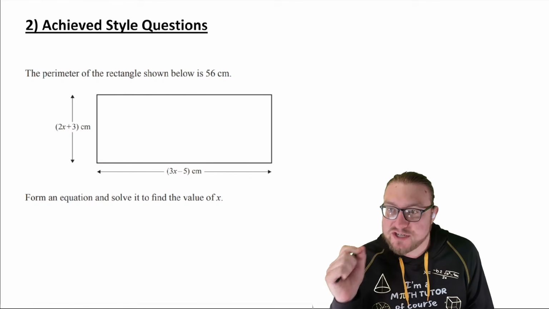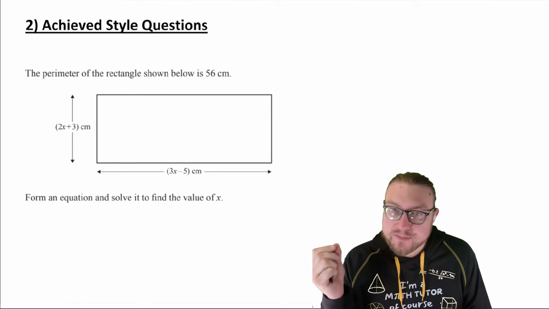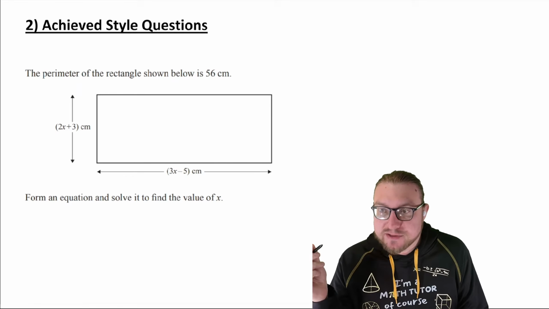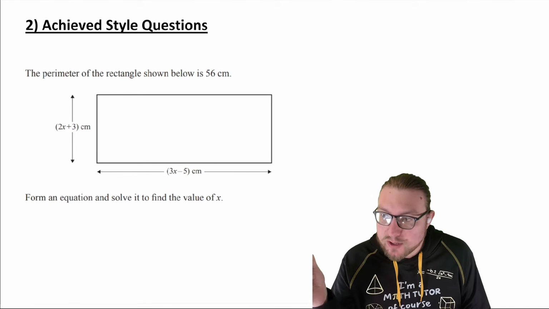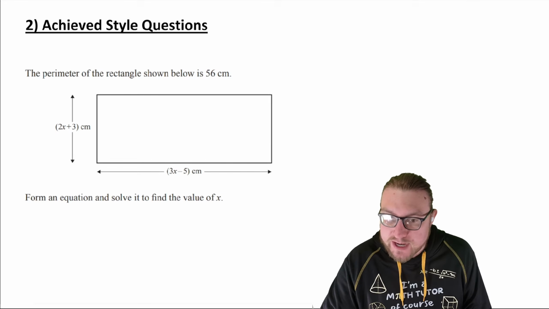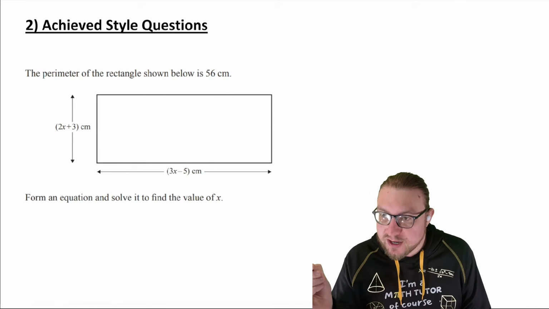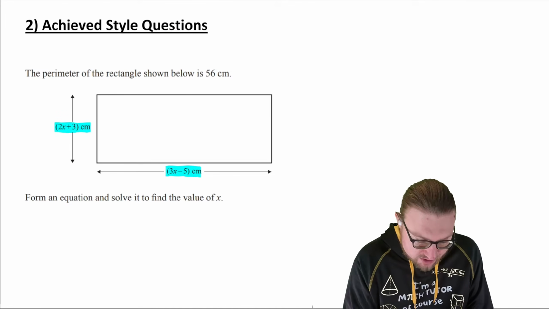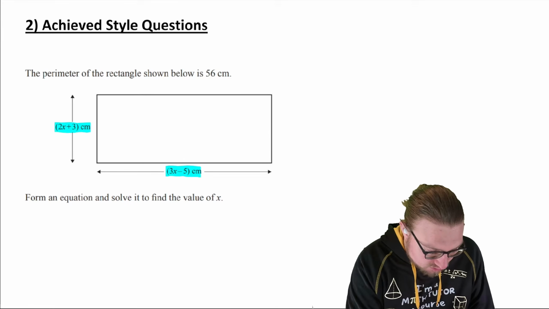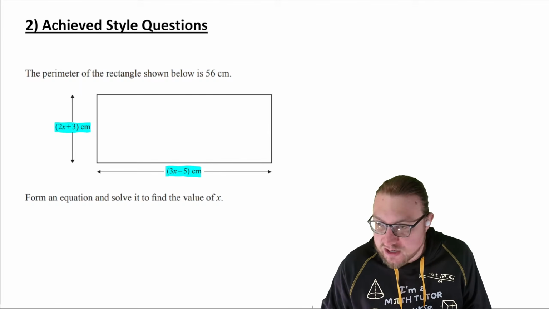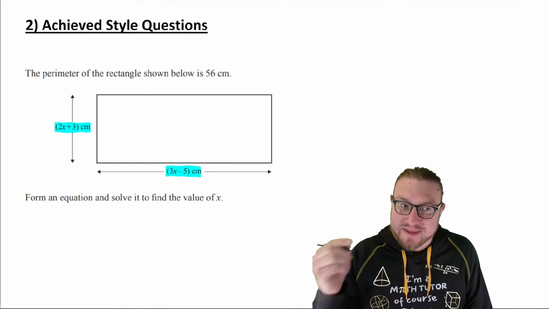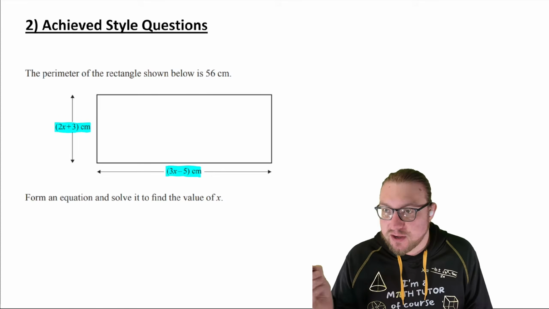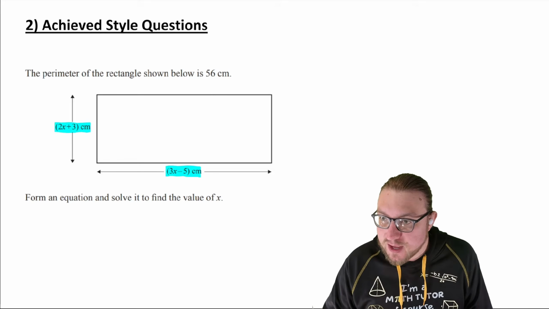Okay, let's have a look at this achieved style question, which is actually from one of the past papers of the reworked 1.4 mathematical modeling. Now it says here the perimeter of the rectangle shown below is 56 centimeters. And we have our length and width given, but of course we have them in terms of algebra. So we have here this and this, even with unit. Now it's asking us to form an equation and solve it for the value of x. Now the solving part is kind of the algebra part, but that's okay. We'll complete the question and that will be covered in depth in our algebra topic. But let's have a look here.